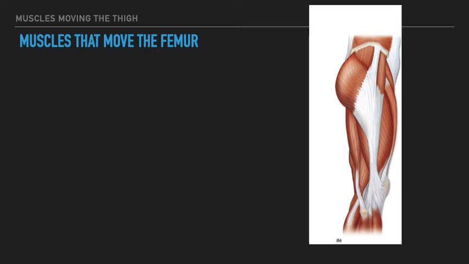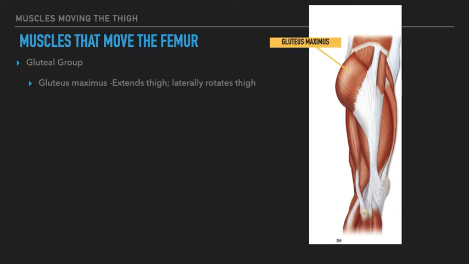Some of the largest and most powerful muscles in the body are the gluteal muscles, and this is going to include the gluteus maximus, which is the largest. Deep to the gluteus maximus you'll find the gluteus medius, and then deep to that you will find the gluteus minimus, the smallest of the trio. The gluteus maximus, shown here, extends the thigh. It laterally rotates the thigh.